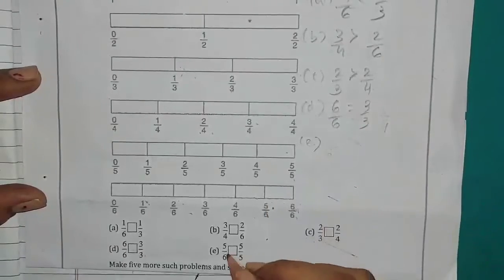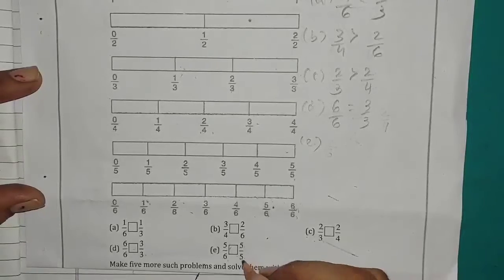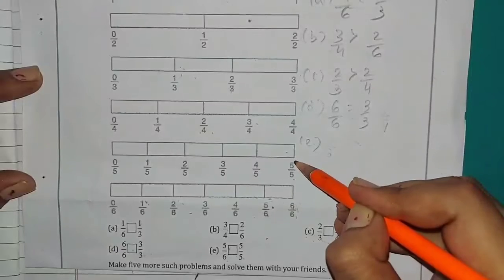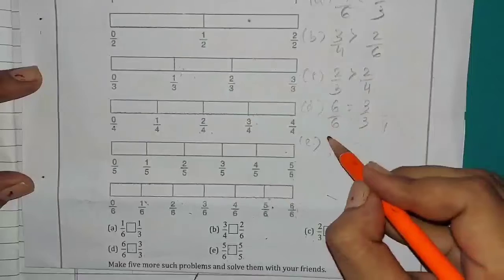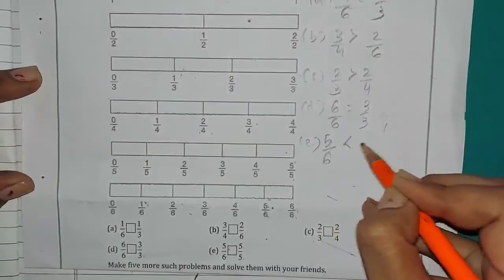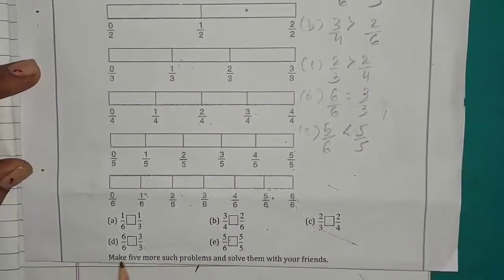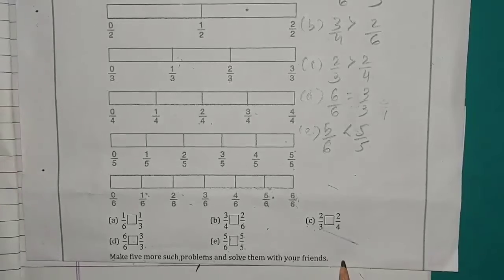Number E, 5 upon 6 and 5 upon 5. So this is our 5 upon 6, this is our 5 upon 5. So 5 upon 6 is less than because it is left side. So here we will write 5 upon 6 less than 5 upon 5. And it is also asked, make 5 more such problems and solve them with your friends.